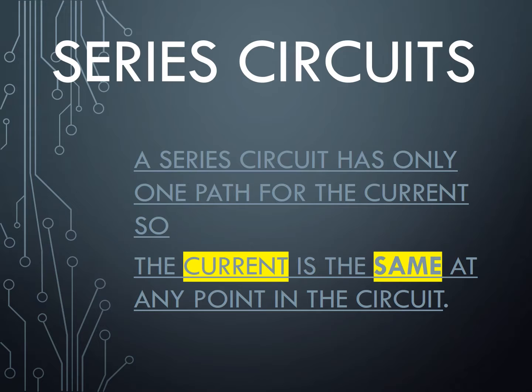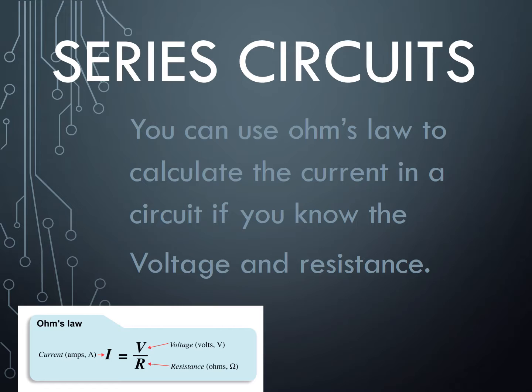Because in a series circuit there's only one path, current is the same at any point in the circuit. And remember, we identify current with an I, and current is in amps. We can use Ohm's law to calculate the current, which we have been doing, if you know the voltage and the resistance. Again, voltage is in volts, and resistance is in ohms.